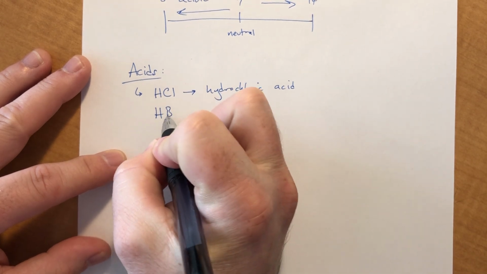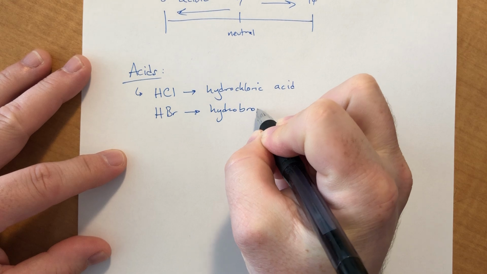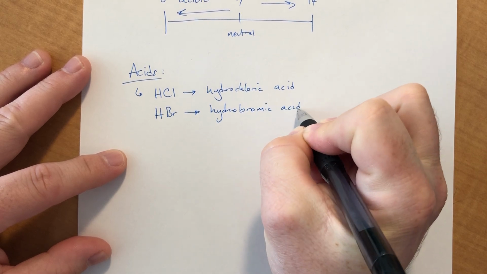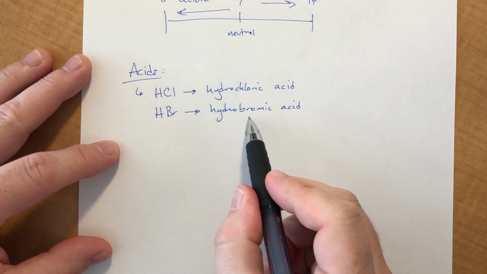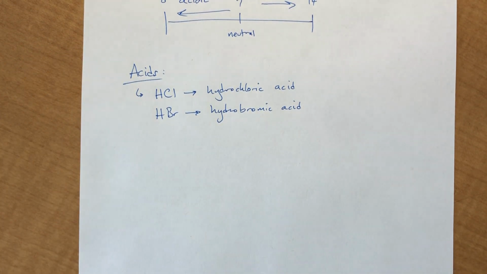If you have HBr, this is hydrobromic acid. So instead of the IDE ending, instead of bromide, it becomes bromic acid. Okay.